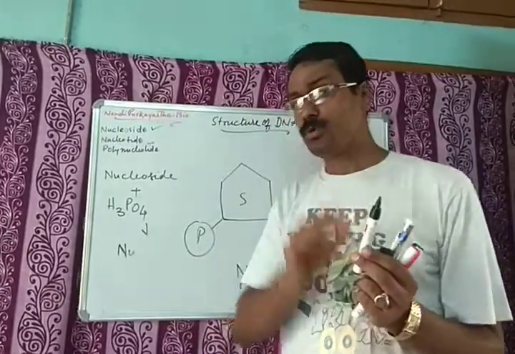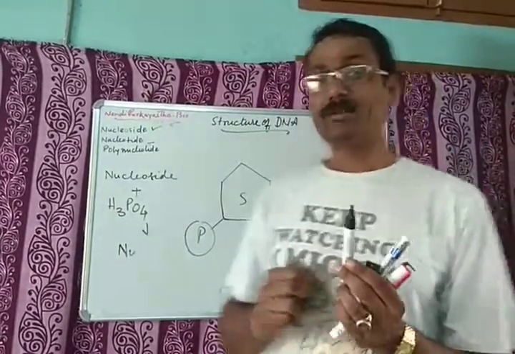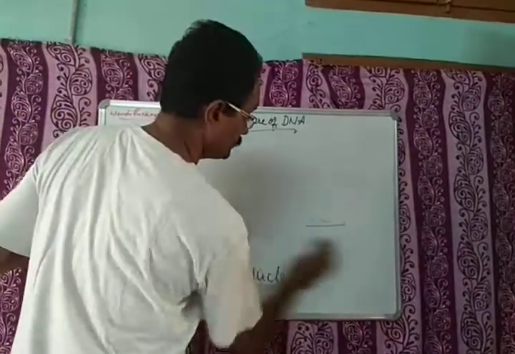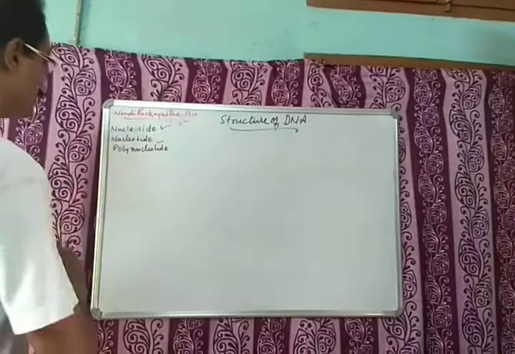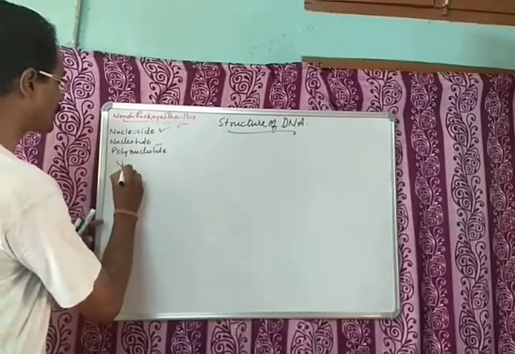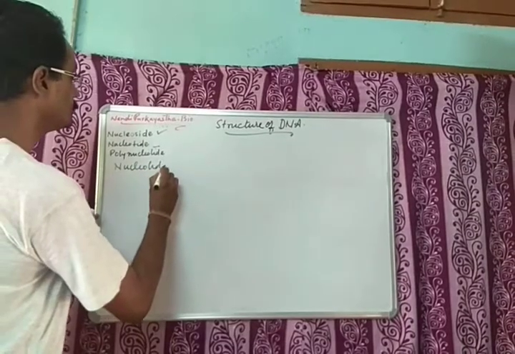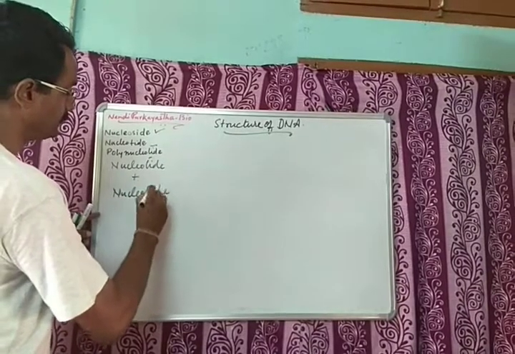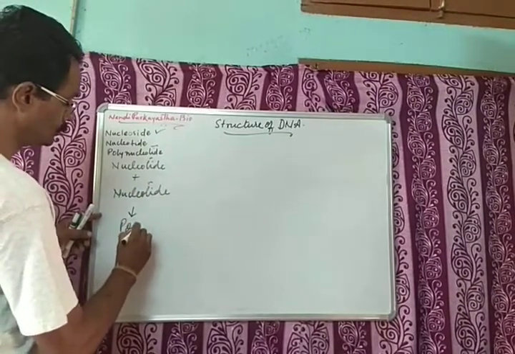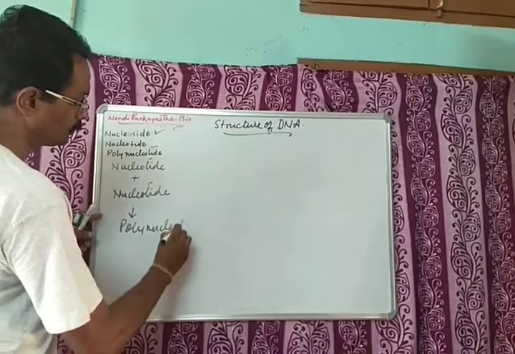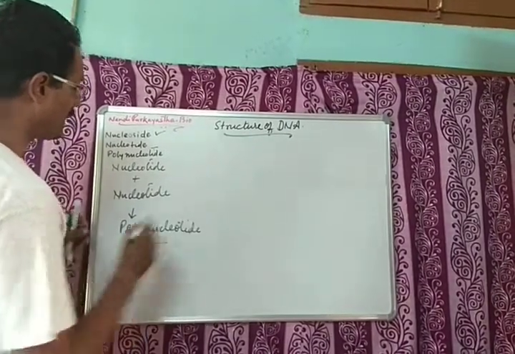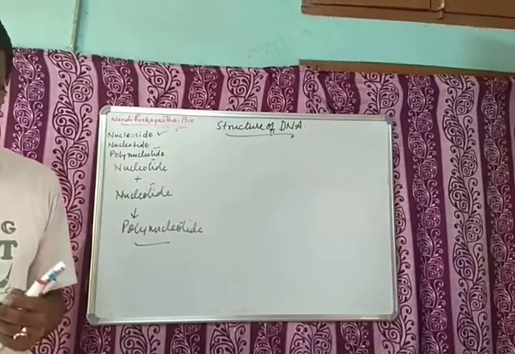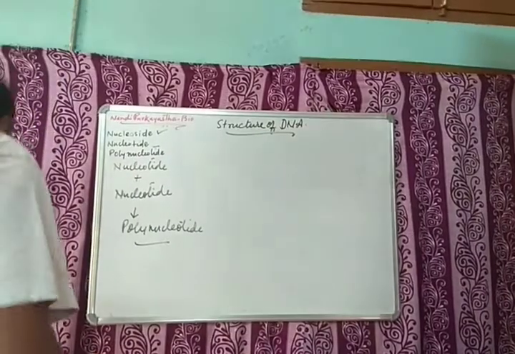Now we'll go for the last one, the polynucleotide. Polynucleotide means what? Simple thing. Nucleotide plus nucleotide is called polynucleotide. Nucleotide plus nucleotide forms polynucleotide. But how does it form? Let's have an idea about it.